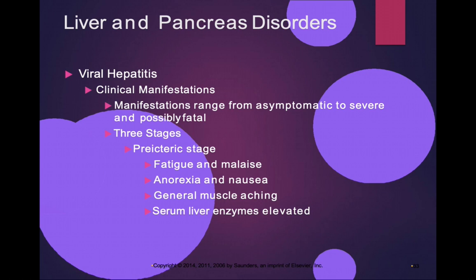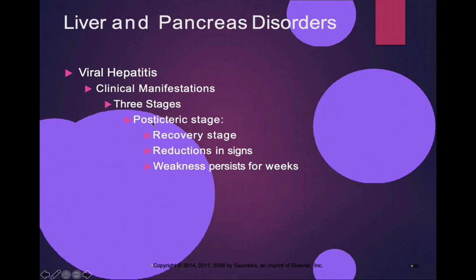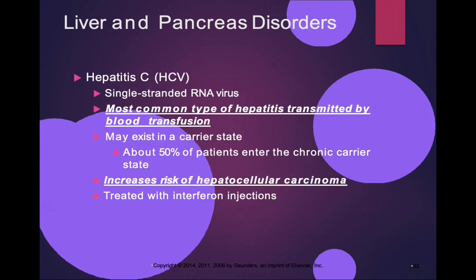There are 3 different stages of viral hepatitis. The manifestations range from being asymptomatic to severe, and in some cases fatal. So the 3 stages are the pre-icteric stage, the icteric stage, and the post-icteric stage. In the pre-icteric stage, there's fatigue, malaise, anorexia, general muscle aching, and the serum liver enzymes may be elevated, typically ALT. ALT is the main liver enzyme.